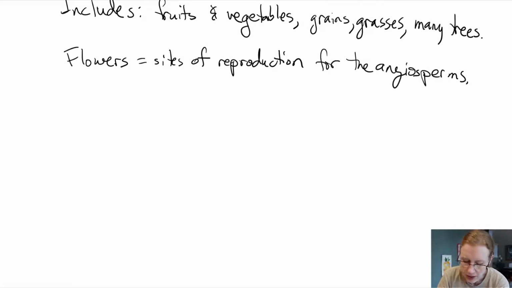So I'm going to start in the middle. The very center of the flower has a structure called the carpel. And this is the female reproductive structure in the plant, the carpel. At the tip of the carpel is a sticky structure. This is called the stigma.